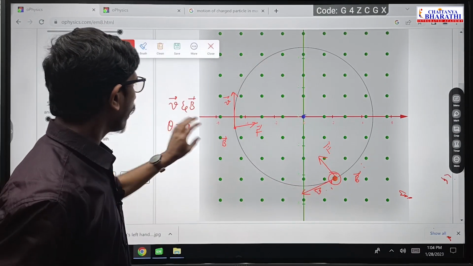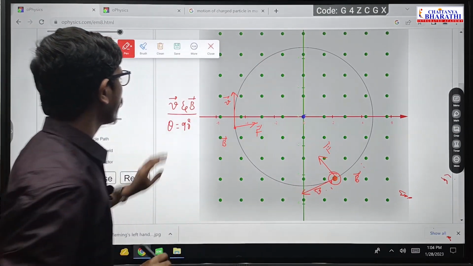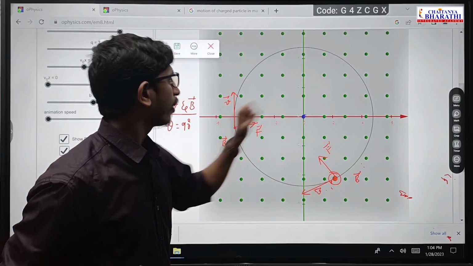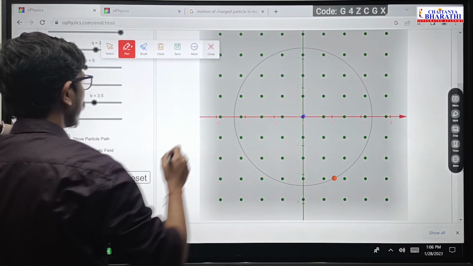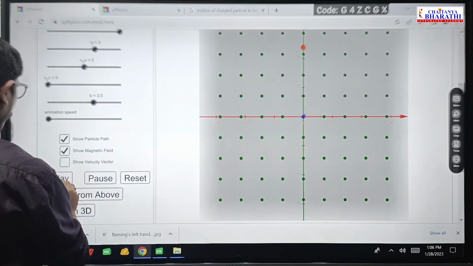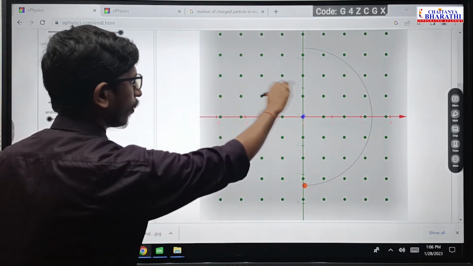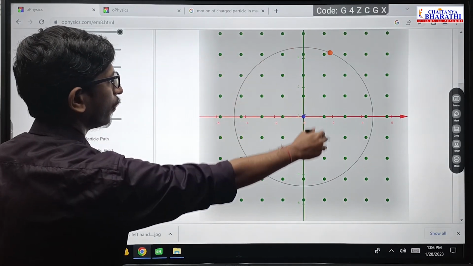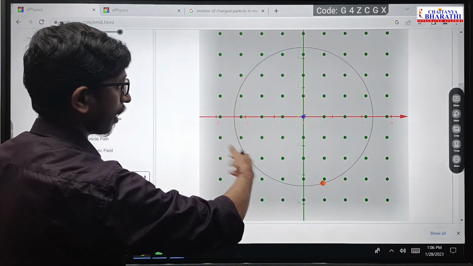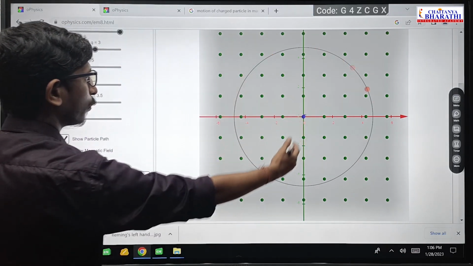If the velocity vector and B bar make an angle of 90 degrees, it is going to make a pure circular motion. Let's simulate it more so that you can understand. We can see the particle motion, and since the velocity vector and the B bar vector are at a 90 degree angle, it makes a pure circular motion in that way.